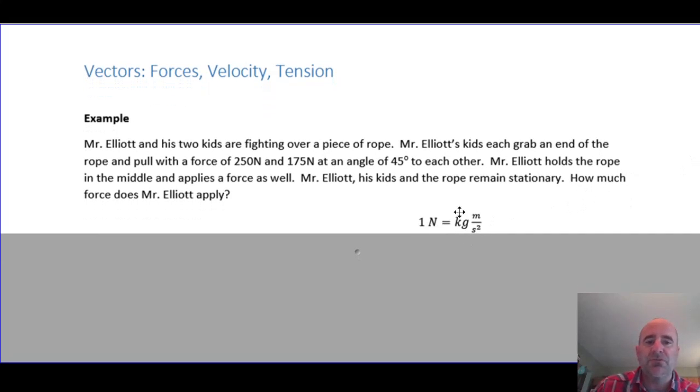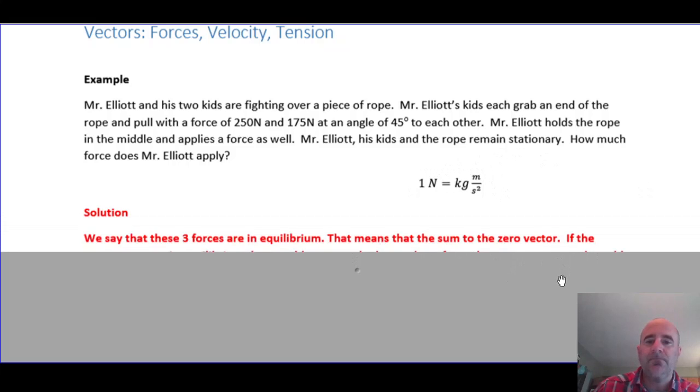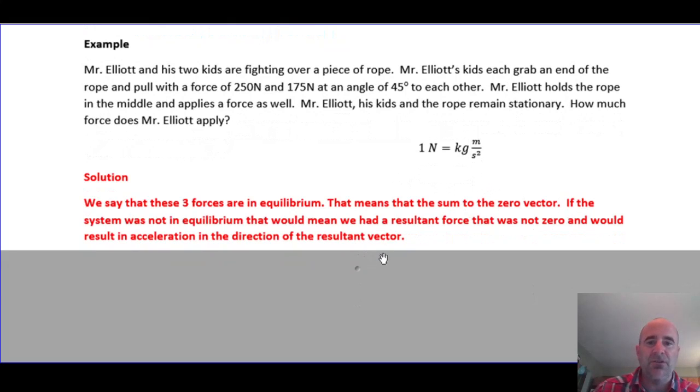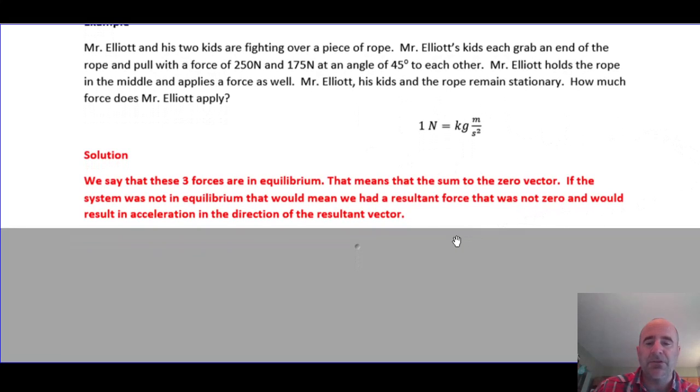Now, forces are measured in newtons, which is a kilogram meter per second squared. Don't worry too much about the units right now. When we talk about gravity, that makes a little bit more sense, but just know that forces are in newtons for now. Okay, so to start with, we need to realize that these forces are in equilibrium. That means that the three forces sum to zero. If the system was not in equilibrium and there was some sort of resulting non-zero force, then we're going to have an acceleration that occurs in the direction of that result. And that acceleration can be calculated using the fact that a newton is a kilogram times meters per second squared.